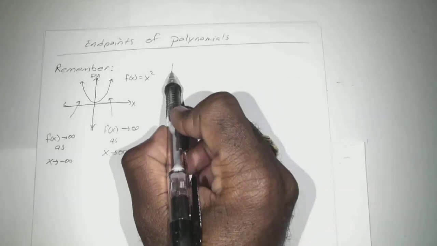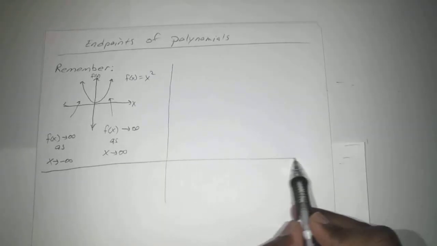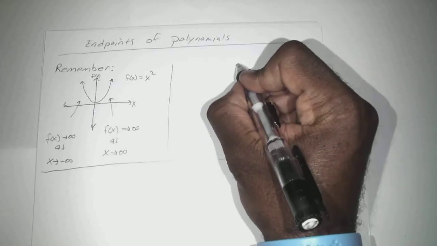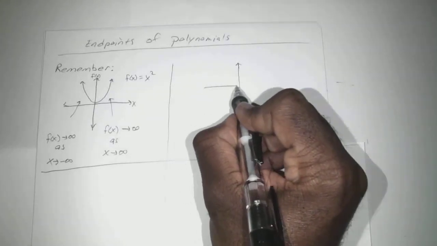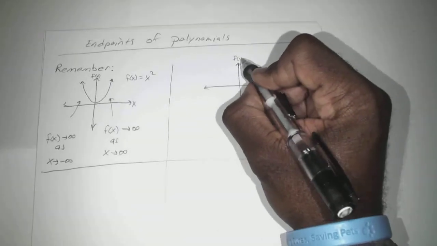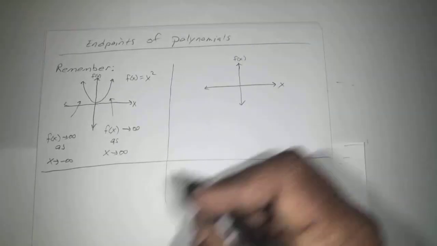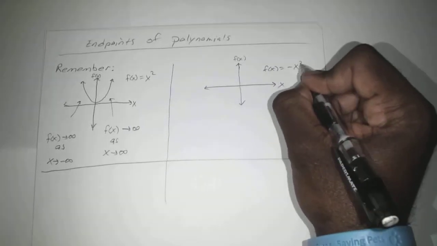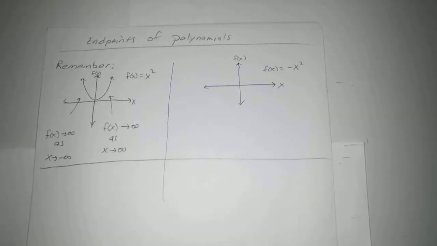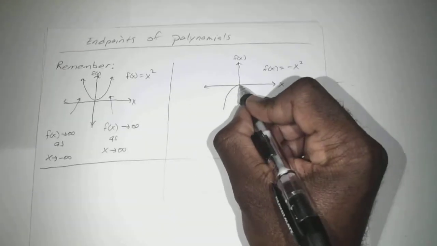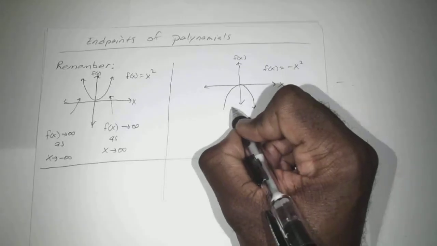Okay, so let's say we get that very same graph, and I'll put that x, that's your y-axis, or we'll just call it f of x. Let's say we have f of x equals negative x squared. Okay. If you remember, negative x squared just flips it over the x-axis. So that looks something like that.